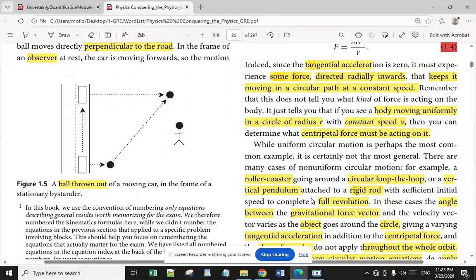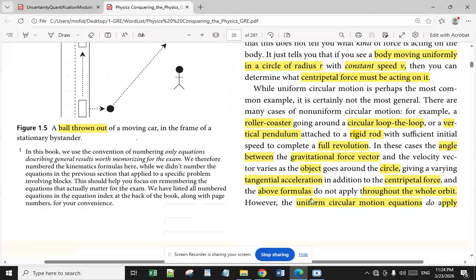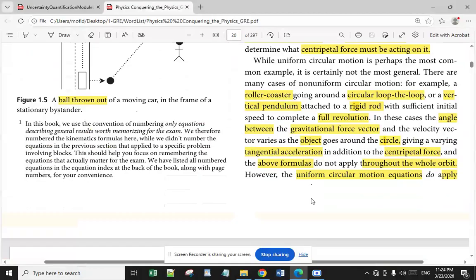While uniform circular motion is perhaps the most common example, it is certainly not the most general. There are many cases of non-uniform circular motion. For example, a roller coaster going around a circular loop-the-loop, or a vertical pendulum attached to a rigid rod with sufficient initial speed to complete a full revolution. In these cases, the angle between the gravitational force vector and the velocity vector varies as the object goes around the circle, giving a varying tangential acceleration in addition to the centripetal force, and the above formulas don't apply throughout the whole orbit.